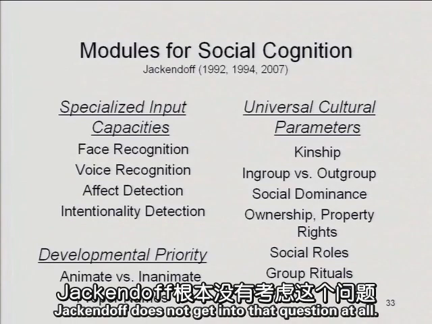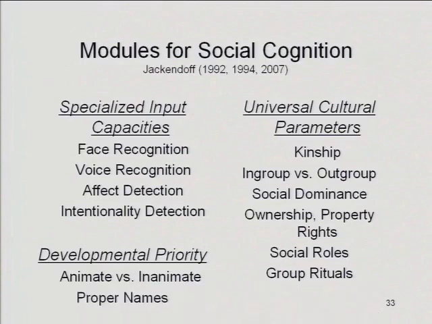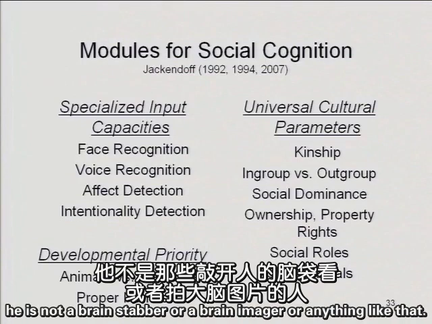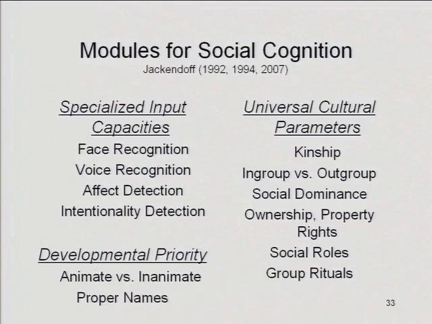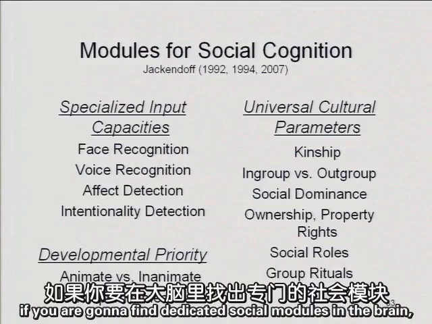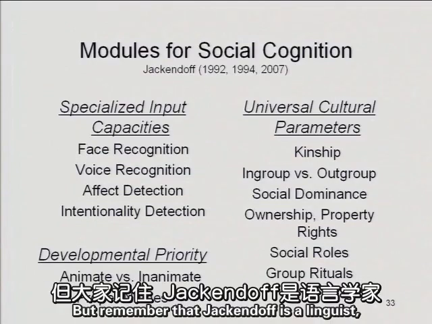Jackendoff does not get into that question at all. He's a linguist. He's not a brain stabber or a brain imager or anything like that. He just argues that if you're going to find dedicated social modules in the brain, you're going to see something like that.